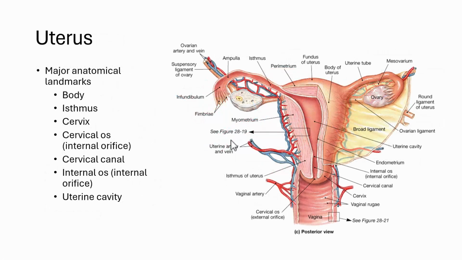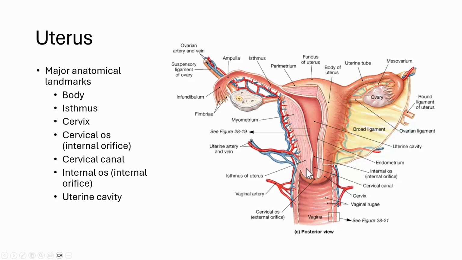And some major anatomical landmarks. We have the body, which is the main portion of the uterus. The isthmus, which is a connection between the body and the cervix. So it's pretty much in this area right here.